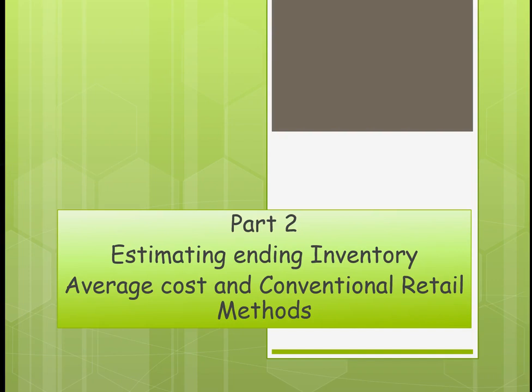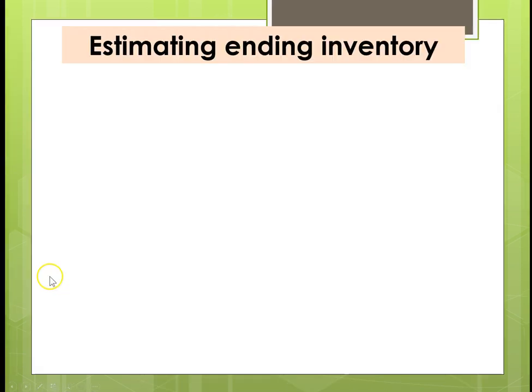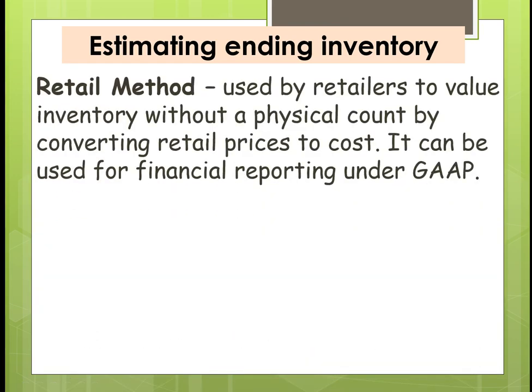Chapter 9, Part 2, Estimating Inventory Using Average Cost and the Conventional Retail Method. Estimating ending inventory: the retail method. It is used by retailers to value inventory without a physical count by converting retail prices to cost, and it can be used for financial reporting under GAAP.